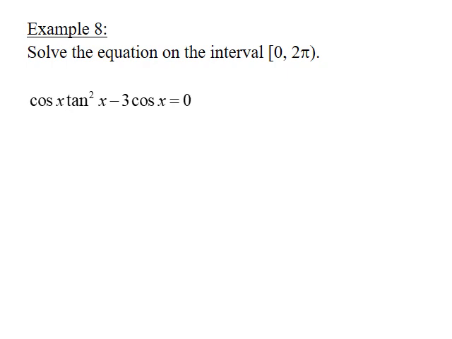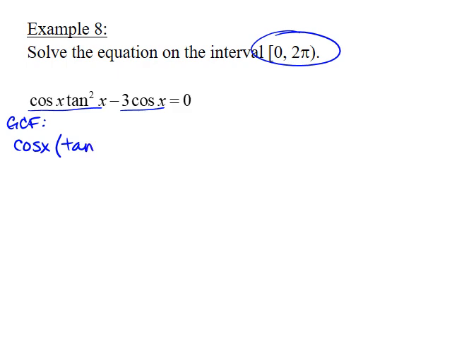Now in this example, we're solving over the interval 0 to 2 pi. And I want you to notice that you have two different trig functions here, cosine and tangent. So that should be kind of a red flag, and you need to think about some different things that you can do with this. Now looking at these two terms, I see that there is a cosine in each of them, so I can factor out a GCF of cosine of x. When I do, I'm left with tangent squared of x minus 3 is equal to 0.